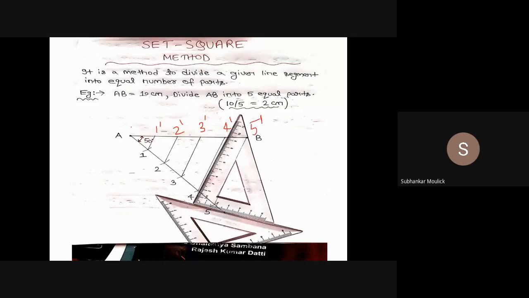Now see, you have divided the given line segment into an equal number of parts. That means A1 dash is exactly equal to 1 dash 2 dash, which is equal to 2 dash 3 dash, and so on. So by this process, you can divide any given line segment into some equal number of parts, and the method is known as the set square method. And I think in almost all the problems of the first assignment, you have to use this method. Is it clear? Any doubt so far?